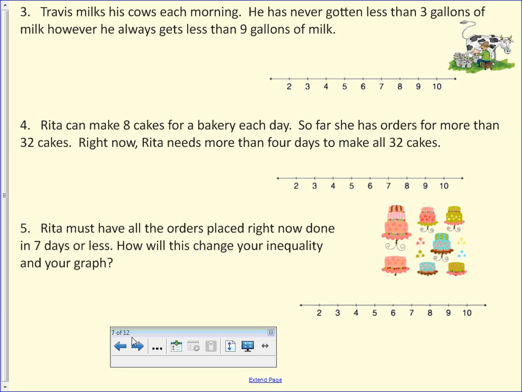Try the next 3 now. Now number 5 is an extension of number 4. So 4 and 5 are related.